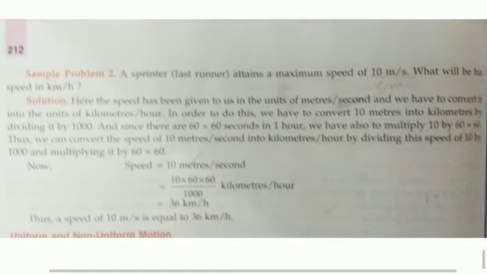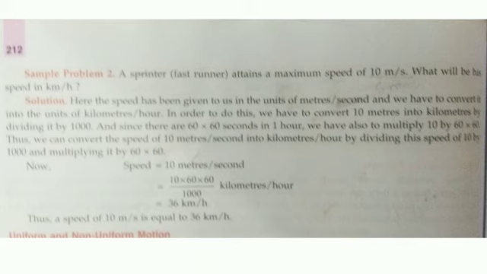Here the speed has been given to us in the unit of meter per second, and we have to convert it into kilometer per hour. In order to do this, we have to convert 10 meter into kilometer. So we have to divide it by 1000, because the difference between meter and kilometer is 1000. 1 kilometer is equal to 1000 meter. So 10 meter is equal to 10 by 1000.